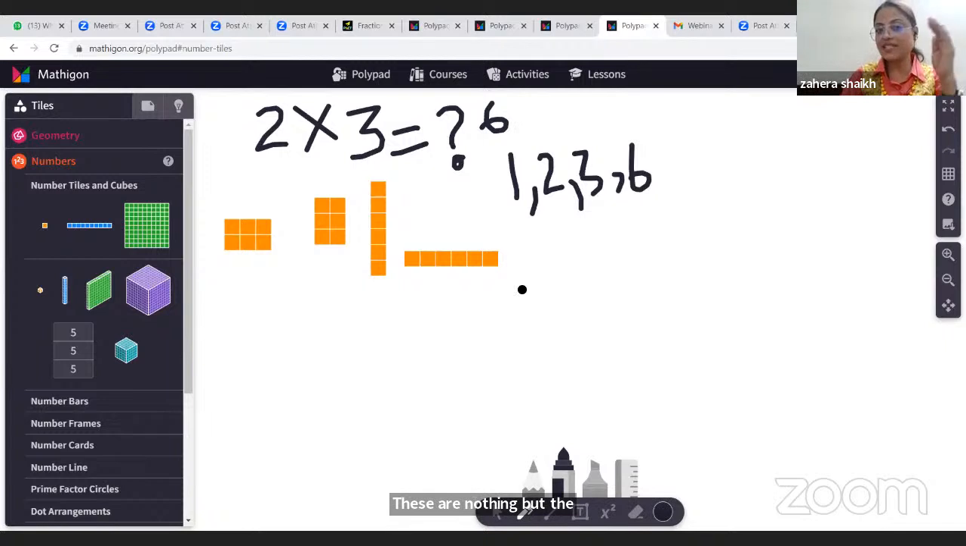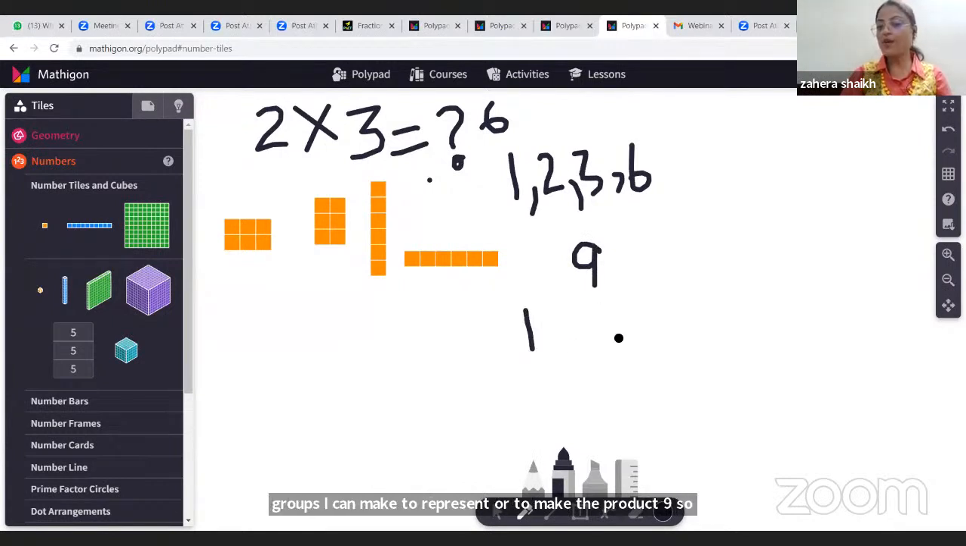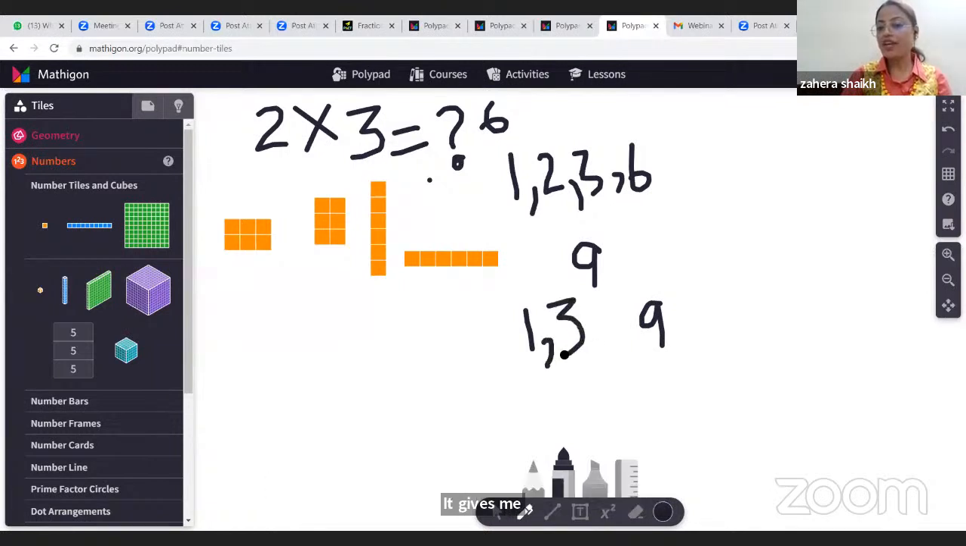Similarly, when they develop this thinking, okay, if I have to multiply or get a product of two numbers, what I'm doing is representing that number in different arrays, different combinations, different groups. So what groups can I make to represent the product 9? I know that if I make one group of 9, it gives me 9, or 9 groups of 1, it gives me 9, or I can make 3 groups of 3 to make 9. So what are all these? These are factors, right?